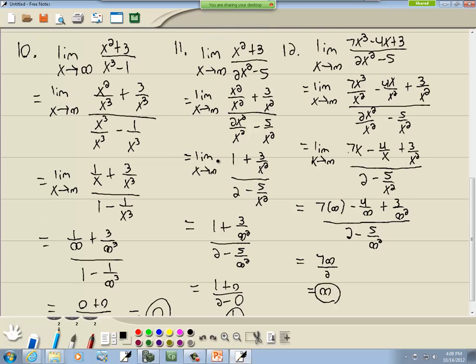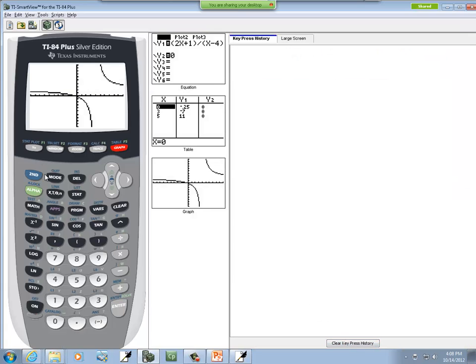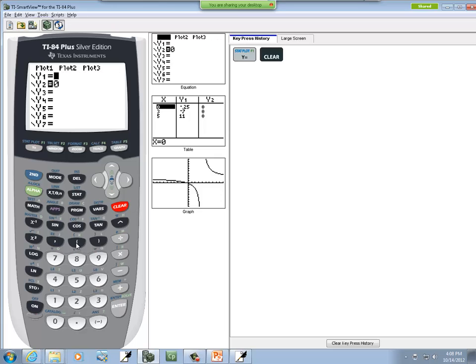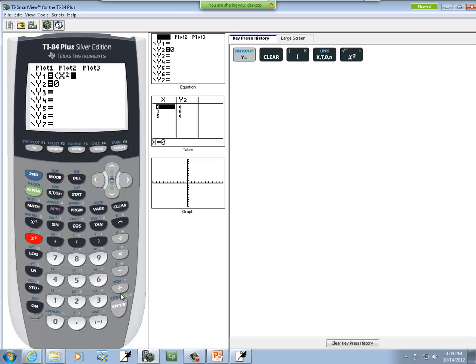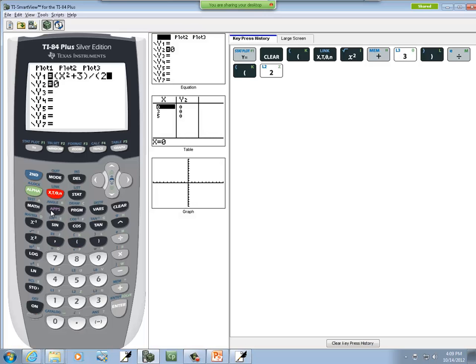Now, just for fun, let's graph maybe the number 11 and maybe number 12. So the key is put parentheses around top, parentheses around the bottom when plugging them in. So now press y equals clear, beginning parentheses, x squared plus 3, closing parentheses divided by beginning parentheses 2x squared minus 5. And then closing parentheses and then graph.